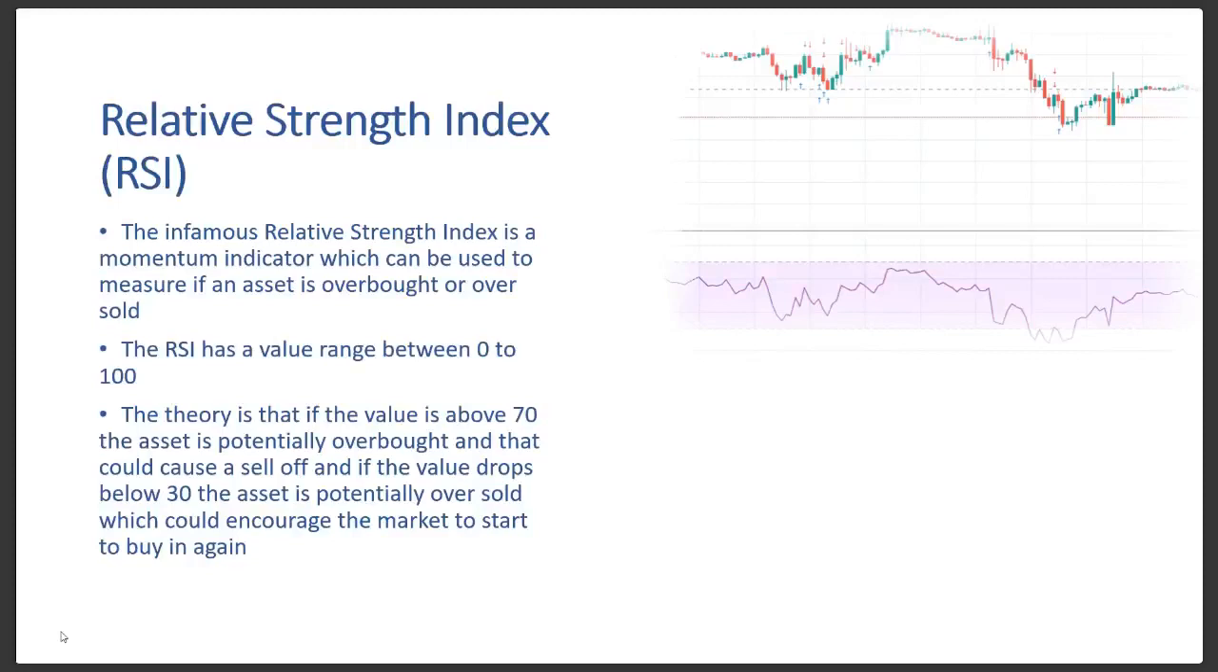Now, the RSI has a value range between 0 and 100. And the theory is that if the value is above 70, the asset is potentially overbought, and that could cause a sell-off. And if the value drops below 30, the asset is potentially oversold, which could encourage the market to start to buy in again, pushing the asset higher. So that's the theory. 70 and above, overbought. 30 or below, oversold. Direction of the asset may change. So let's have a look at some examples.